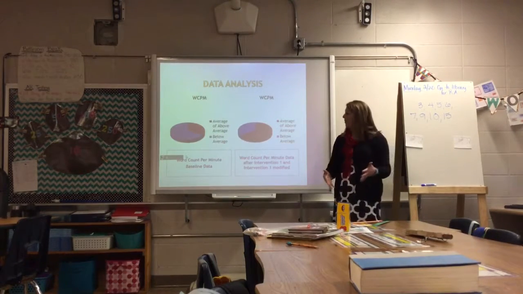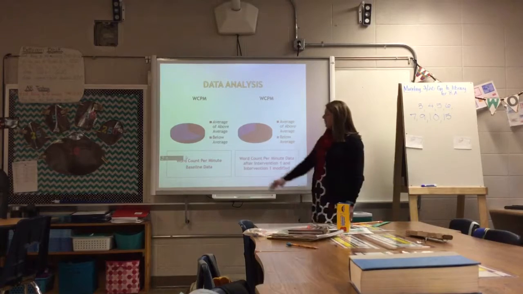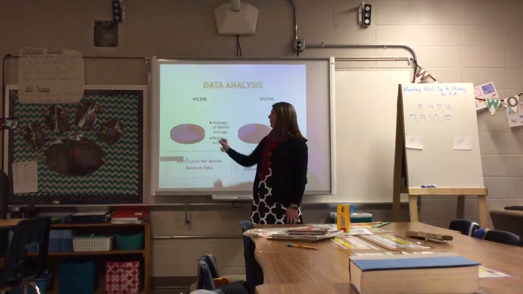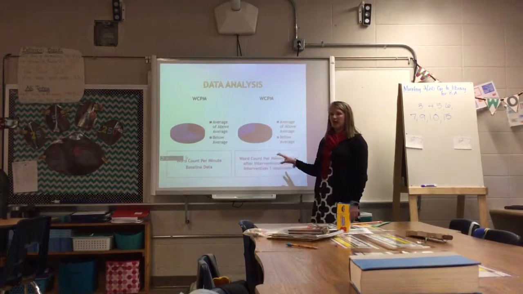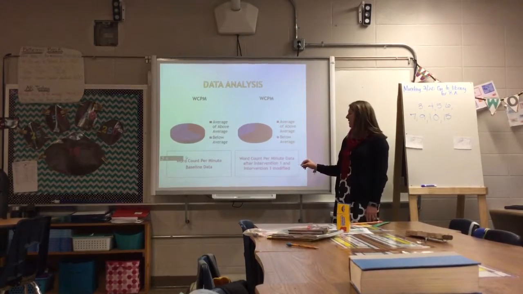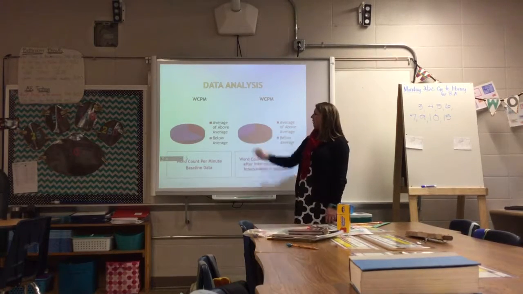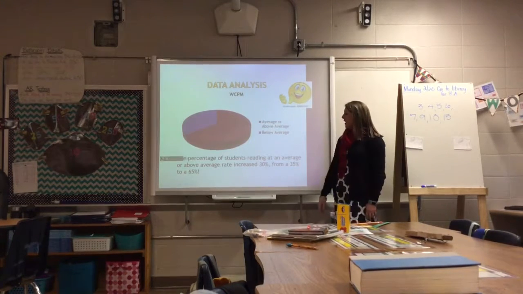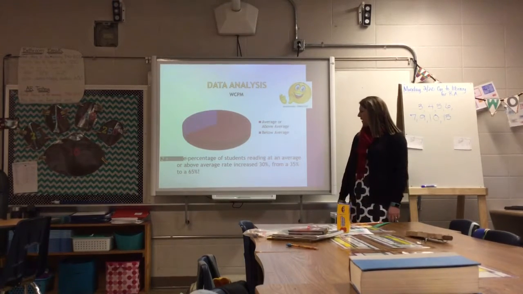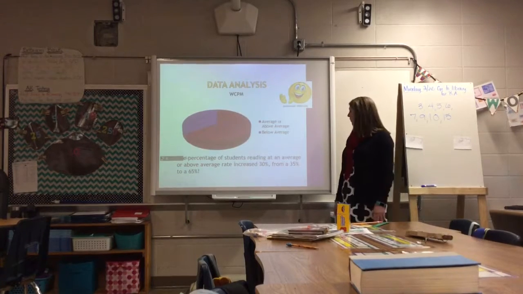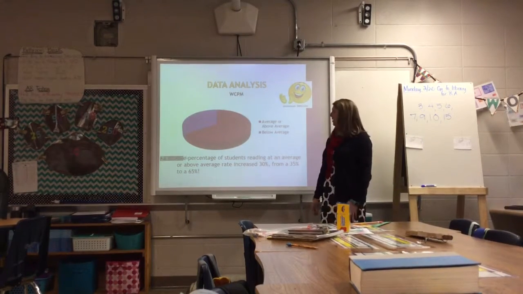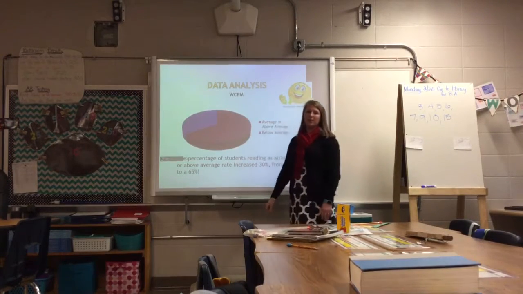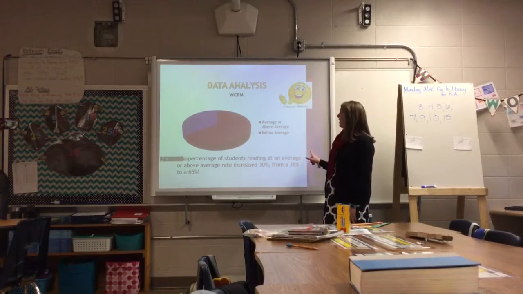This does not have any numbers on it, but I thought it's interesting. This was the baseline data. The purple is the below average students from the word count per minute, and this was after the intervention and the modified intervention were implemented. And the purple has decreased dramatically. It almost flip-flopped. The percentage of students reading at average or above average increased 30%. It went from 35% to 65%. So now I had a smaller percentage who are not at that word count per minute yet.